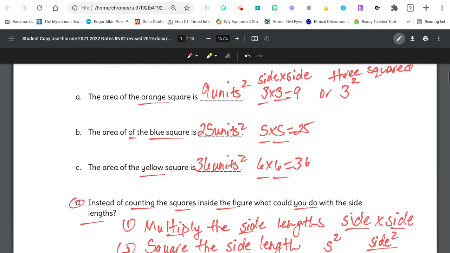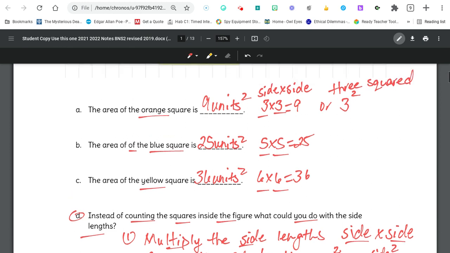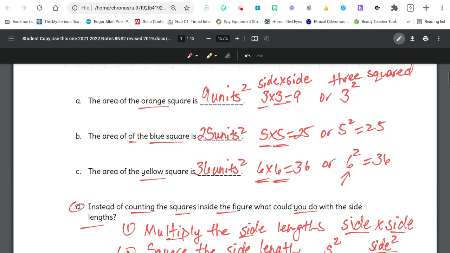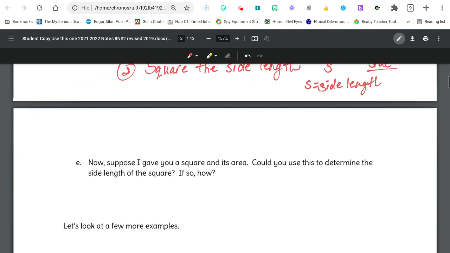I'm going to give you a calculator so you could just use the little X squared button to square it, okay? Here, instead of 5 times 5, we could have gone with 5 squared, which is also 25. Instead of 6 times 6, we could have gone with 6 squared, which is still just 36. I want you to get used to squaring it, okay? All right, let's go on to E.